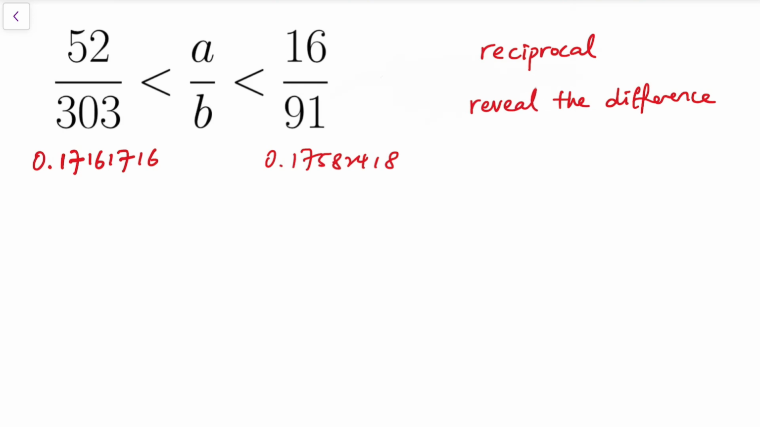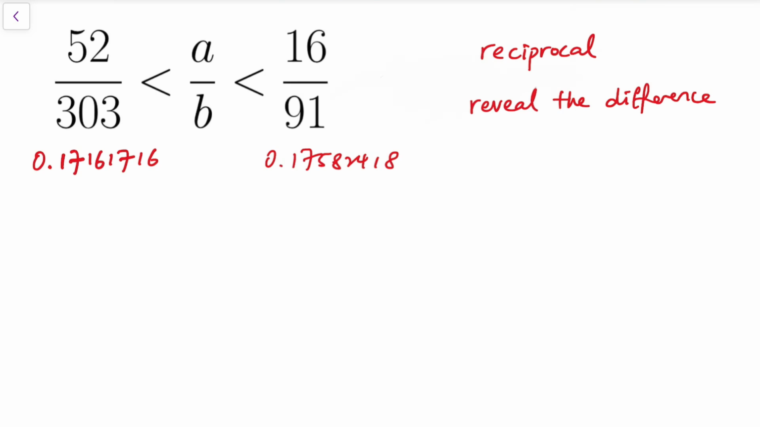So as you can see, the decimal values of these two fractions are really close. One is 0.17161716 and the other is 0.17582418. The difference is like 0.004, so it's quite hard to spot the fraction that lies between these two given fractions. So my strategy to find this fraction is to find the reciprocal of the two given fractions so that I can make the difference between these two fractions more significant.